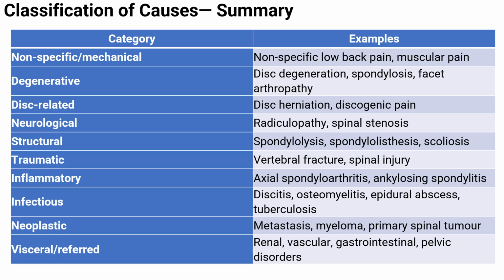Inflammatory disorders, such as axial spondyloarthritis, cause persistent inflammation, while infections may affect the discs, vertebrae, or epidural space. Neoplastic causes include metastatic disease and spinal tumors. Referred pain can also arise from organs outside the spine, including the kidneys, blood vessels, gastrointestinal tract, or pelvis. The clinical pattern matters most. Correctly identifying the likely category helps guide further examination, investigation, and treatment.